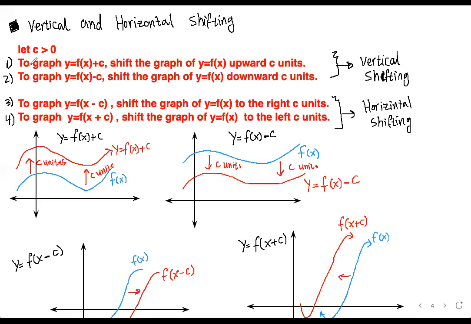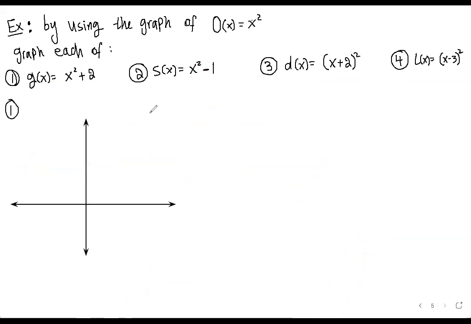So look at the first one. To graph the function y equal f of x plus c, we shift the original function, this is my original function, upwards c units. So the question here, graph x squared plus 2. And my original function is x squared. And the number 2 is outside the function. It's not like here, like number 3. It's outside the parentheses. Okay?